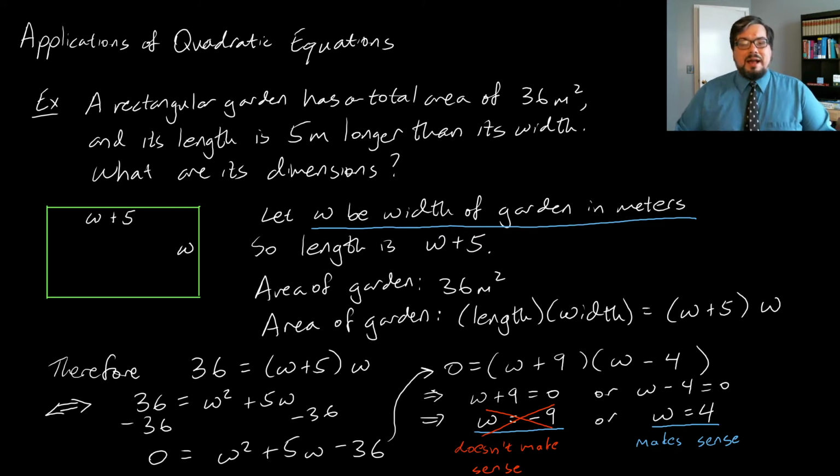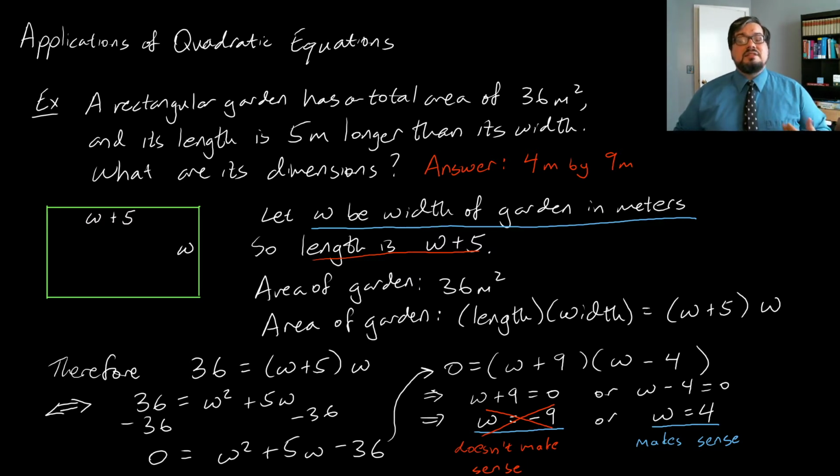Now, of course, the problem asked what the dimensions were. So we're not going to answer w equals 4. That doesn't make any sense in the context of the problem. But we can answer that the garden has a width of 4 meters and a length of 9 meters. And that's because we know that the length of the garden is 5 meters more than its width. So the answer to the problem is that the dimensions of the garden are 4 meters by 9 meters.